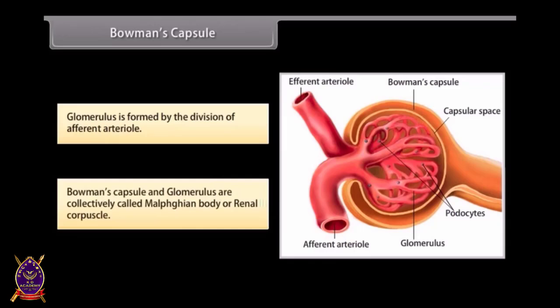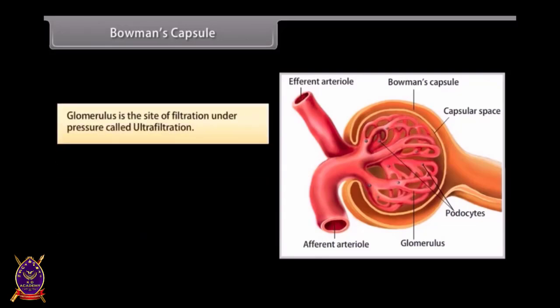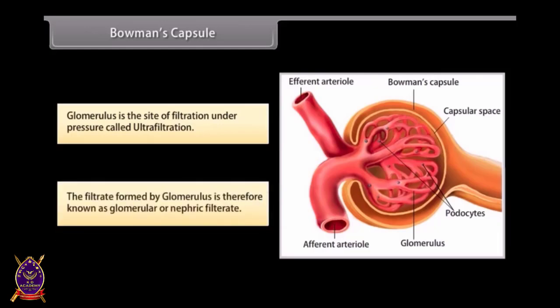Bowman's capsule and glomerulus are collectively called Malpighian body or renal corpuscle. Glomerulus is the site of filtration under pressure called ultrafiltration. The filtrate formed by the glomerulus is therefore known as glomerular or nephric filtrate.